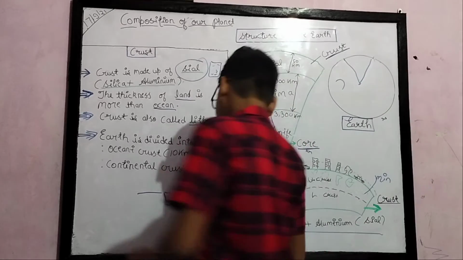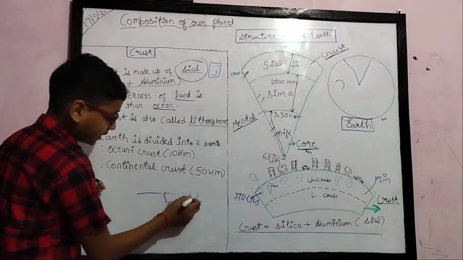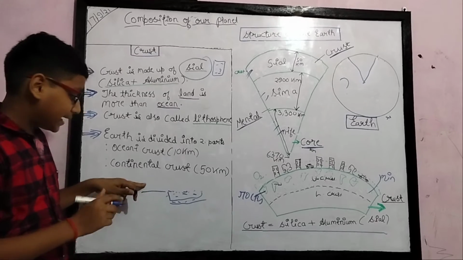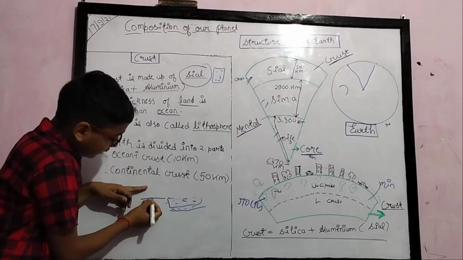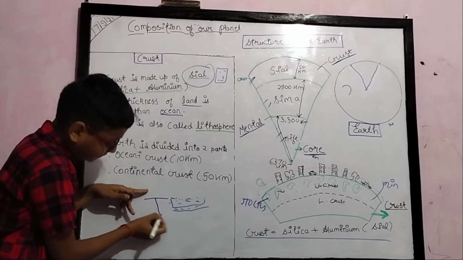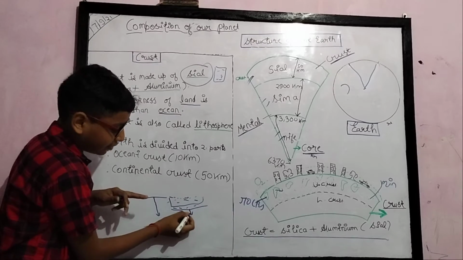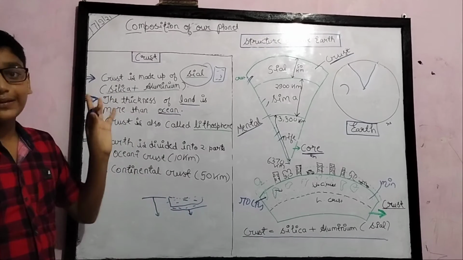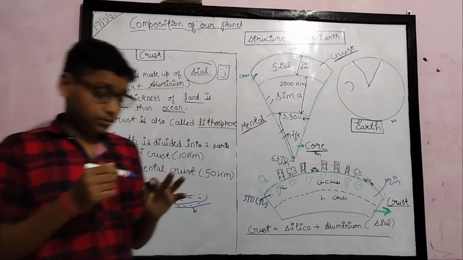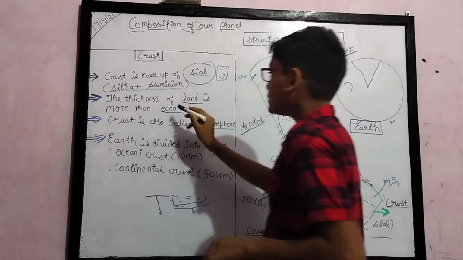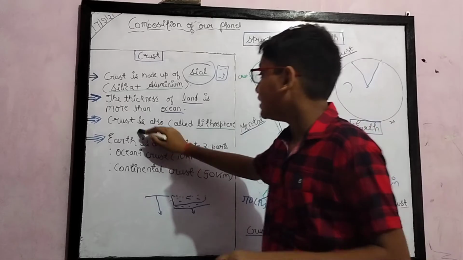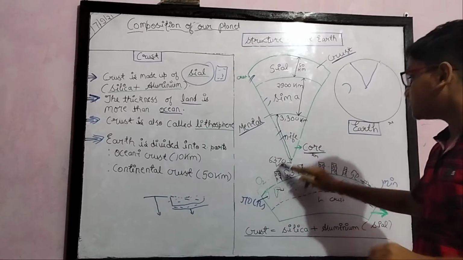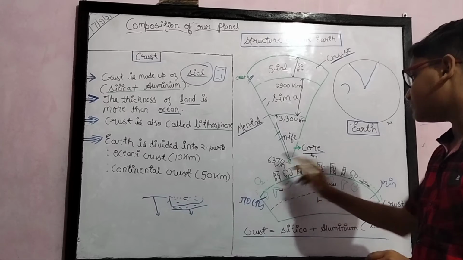So the ocean floor is here, but the land starts from here. The land starts from here to here, but the ocean starts from here and ends here. So the land has more thickness than the ocean floor. So the thickness of land is more than the ocean. The crust is also called the lithosphere, at which we live.